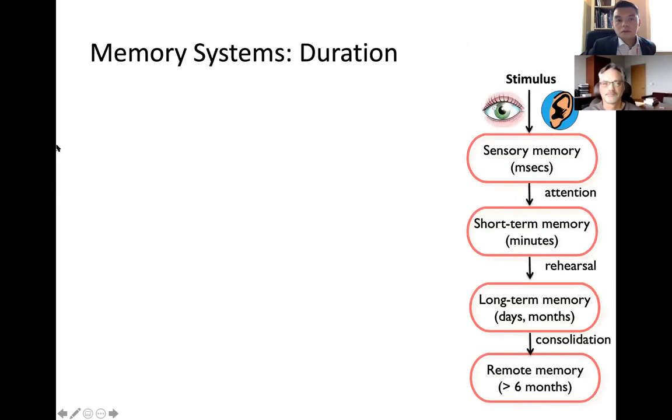Okay, so next we're going to talk about memory systems. And the way that I like to think about the formation of memory systems, I like to use a fairly archaic example of getting a phone number or an email address. I don't think most people in the audience collect phone numbers the way that you and I used to back in the day.